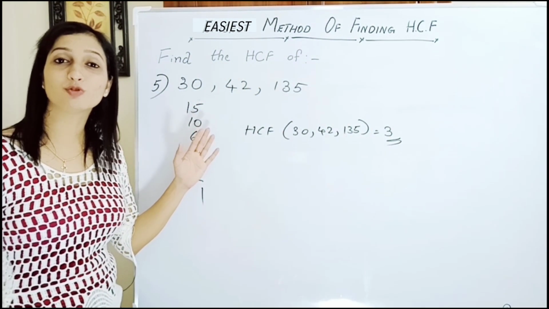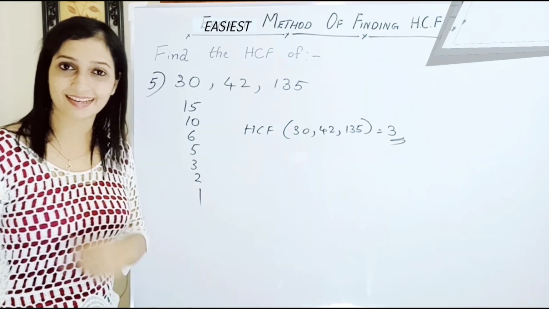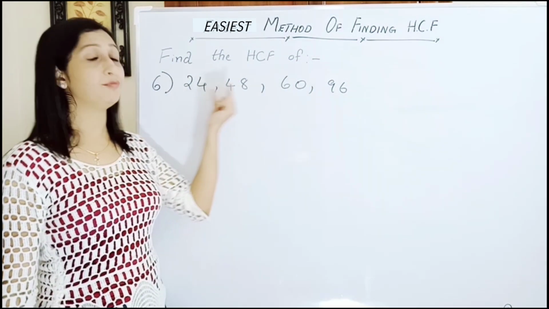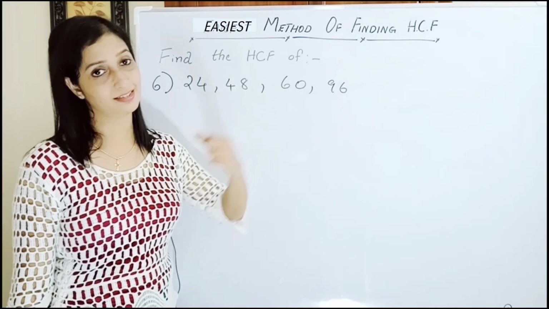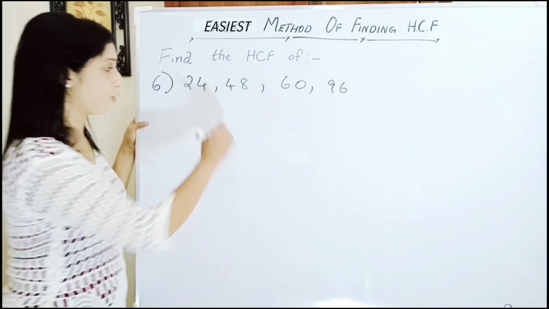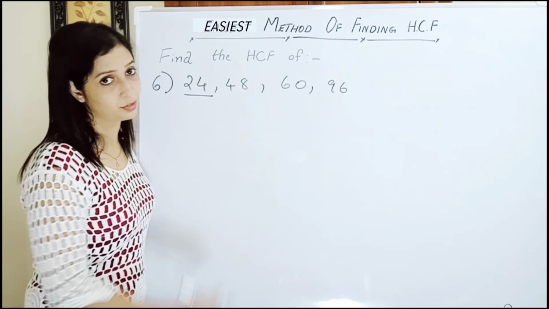So now let's move on to our next example, which is the sixth example. Now this is our example 6, which is to find out the HCF of 24, 48, 60 and 96. So which is the smallest number in this? It is 24. So I'm going to start writing the factors of 24.